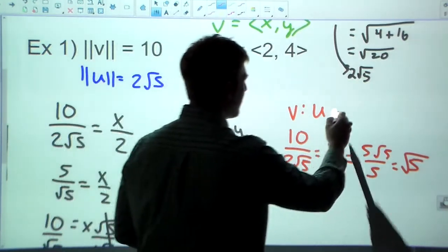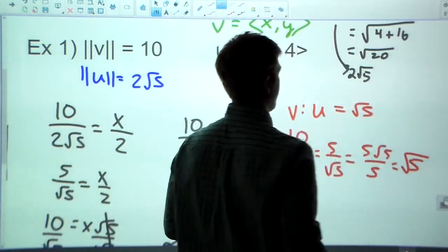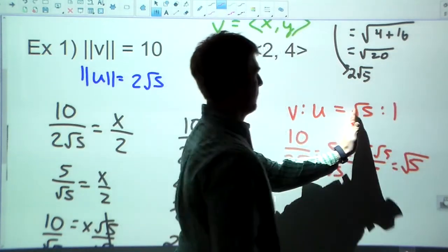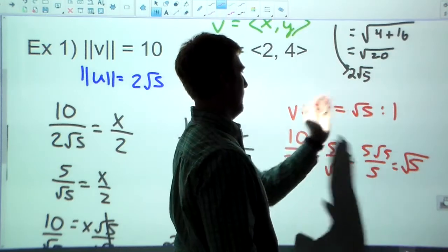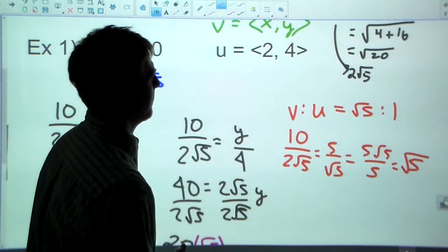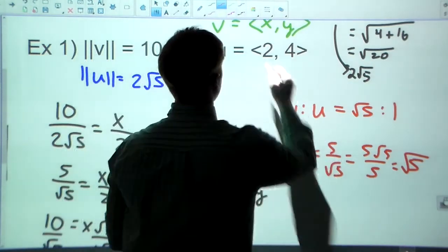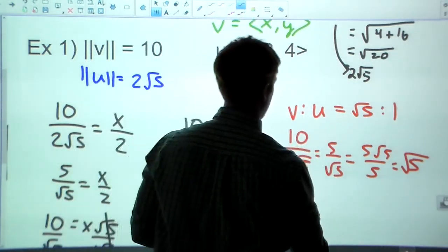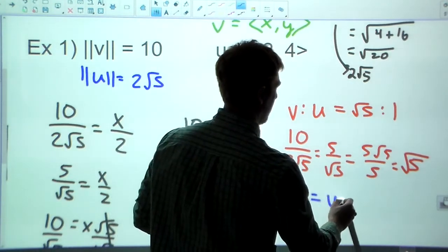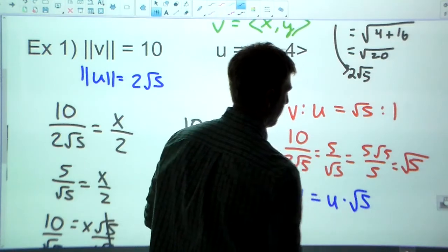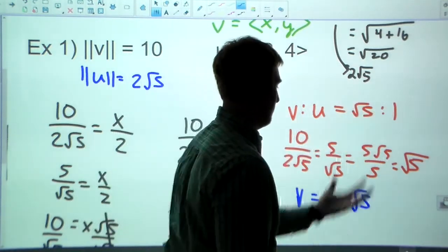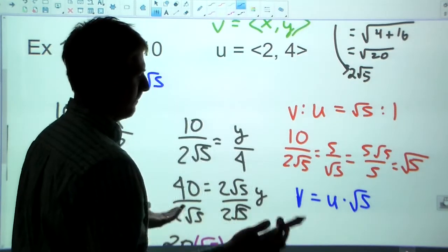So what I just concluded is that v is square root of 5 times bigger than u. That's the proportion we're looking at here. So what that means is I can just take u, if I want to get v, I can take u and multiply it by the square root of 5, because v is square root of 5 times bigger than u, and I'll be done.